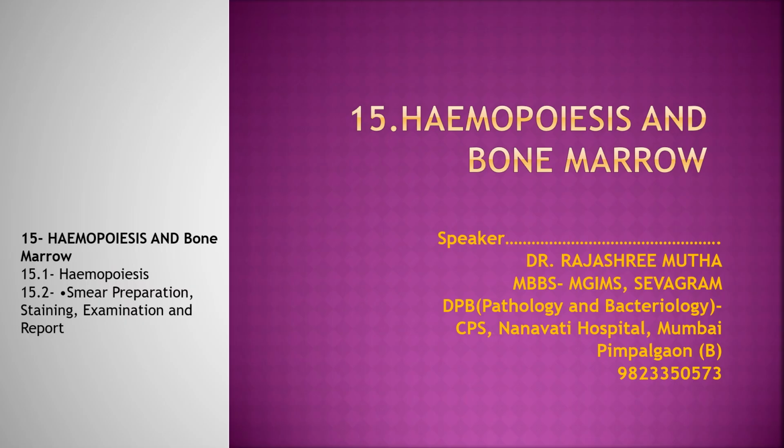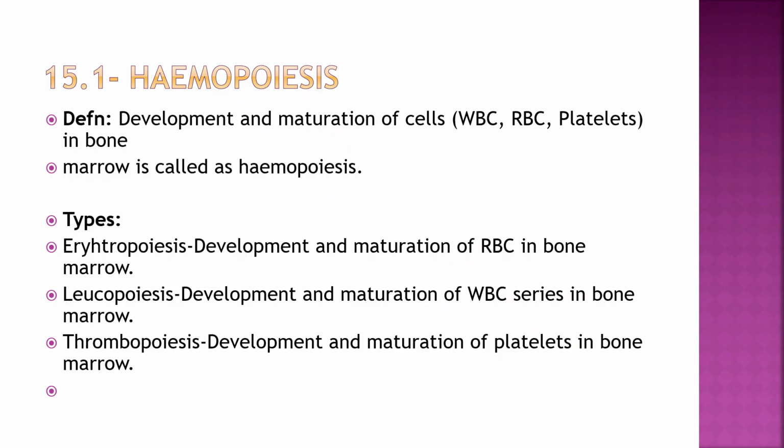Hello students, today we will see hemopoiesis. So hemo means blood, poiesis means production. So hemopoiesis, it is development and maturation of the cells, that is RBC, WBC and platelets in the bone marrow. It is called hemopoiesis. There are three types. Erythropoiesis, it is development and maturation of RBC. Leukopoiesis, it is development and maturation of WBC. And thrombopoiesis, it is development and maturation of platelets.